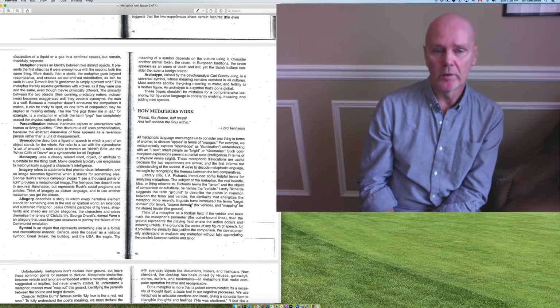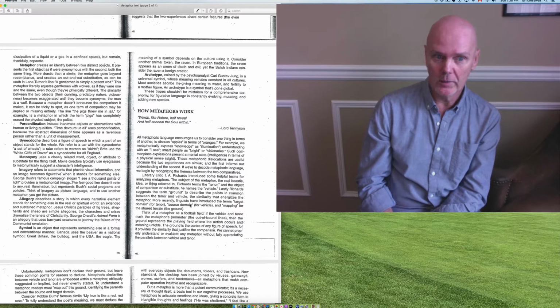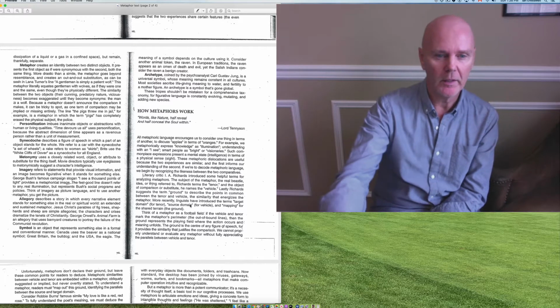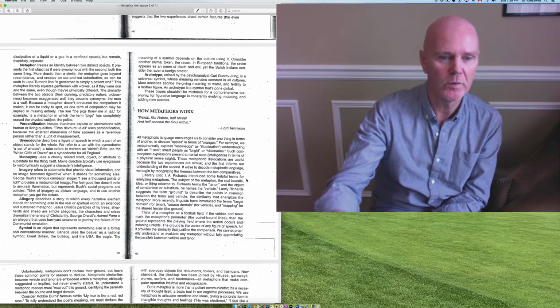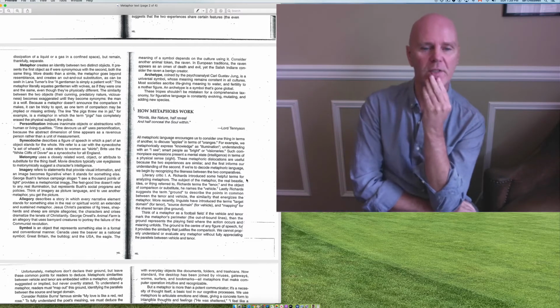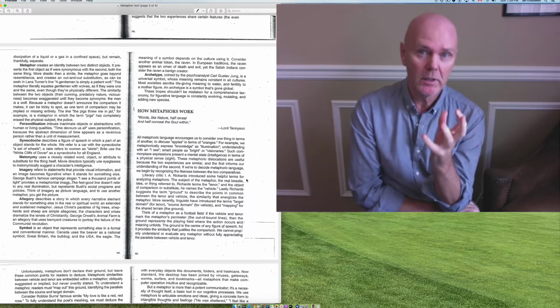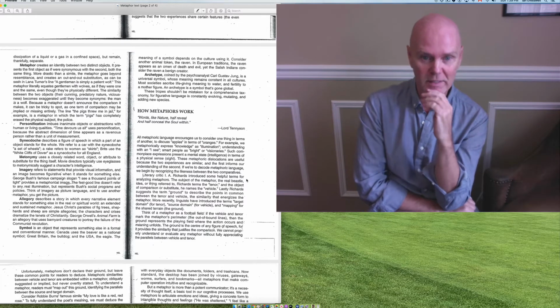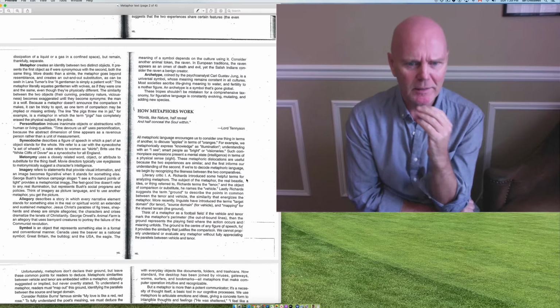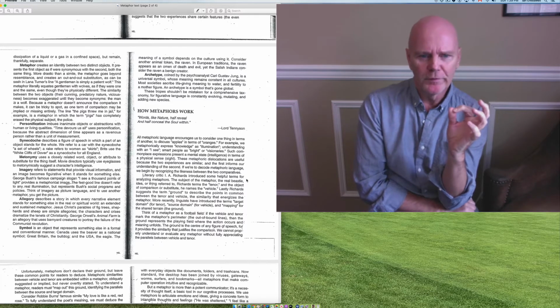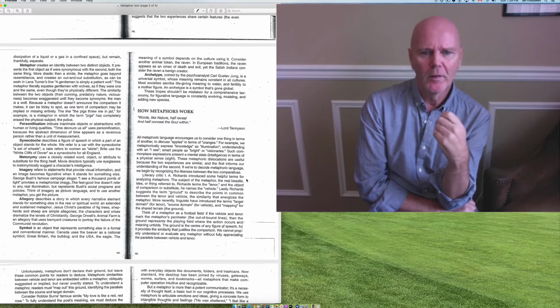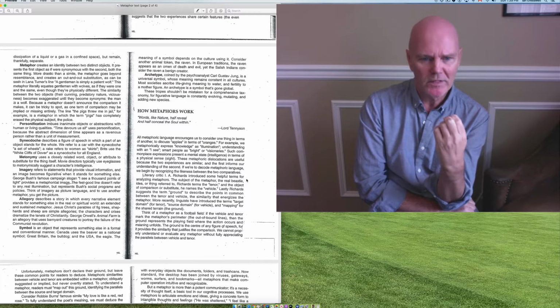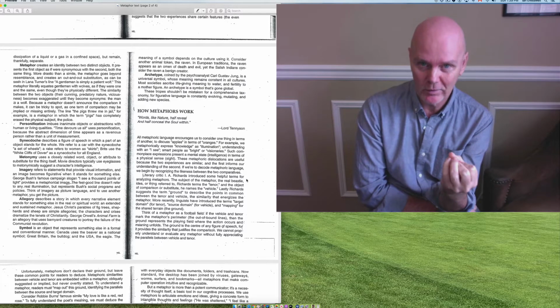Now we have a section on how metaphors work. And about halfway down here we have a reference to the critic I.A. Richards and some helpful terms for analyzing metaphors. So the subject of the metaphor, as Lewis says here, the real idea or thing referred to, is the tenor, and the object of comparison or substitute is called the vehicle.